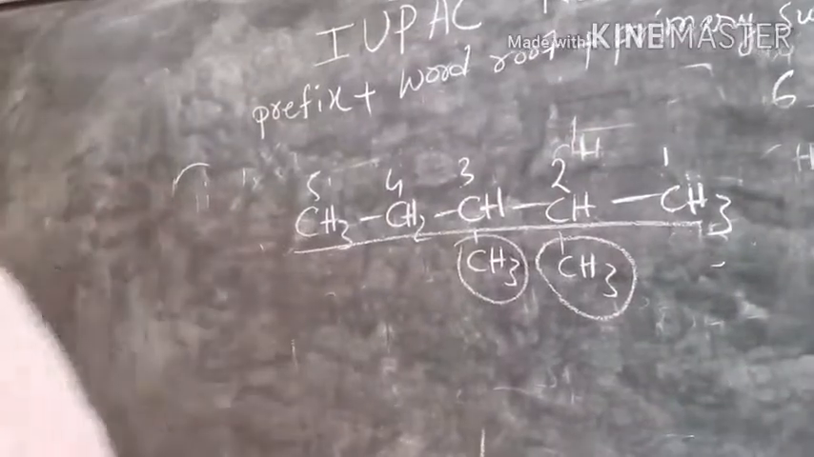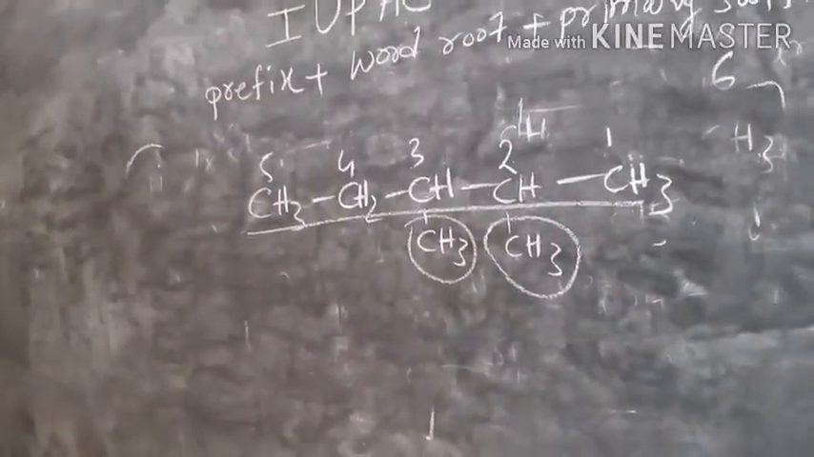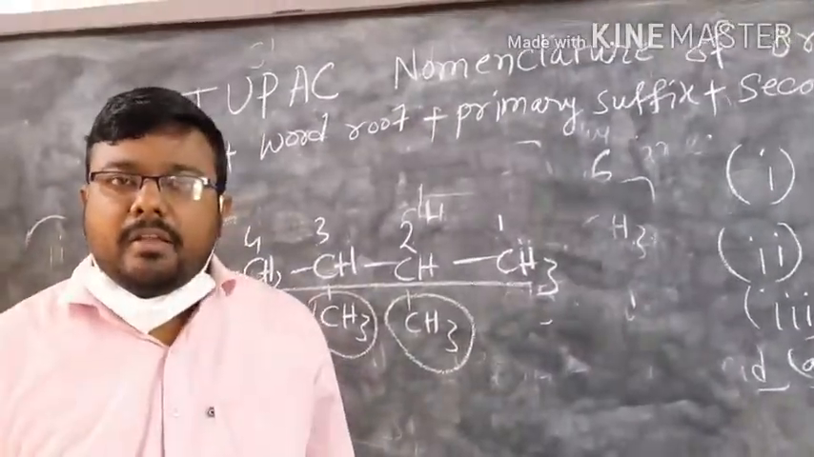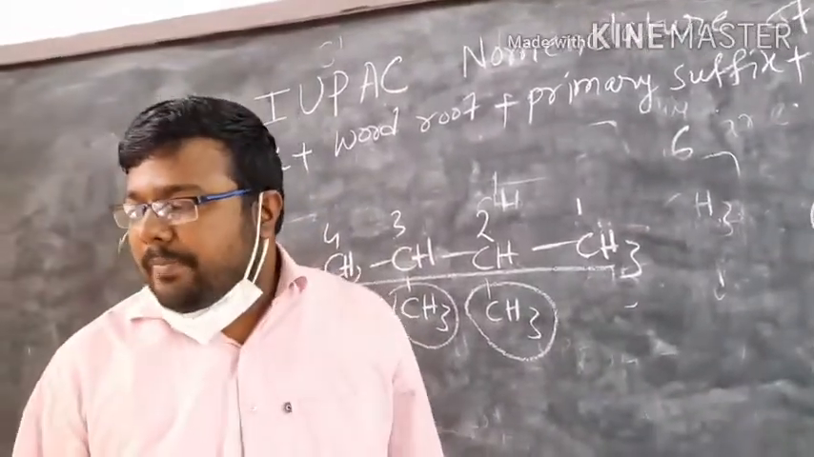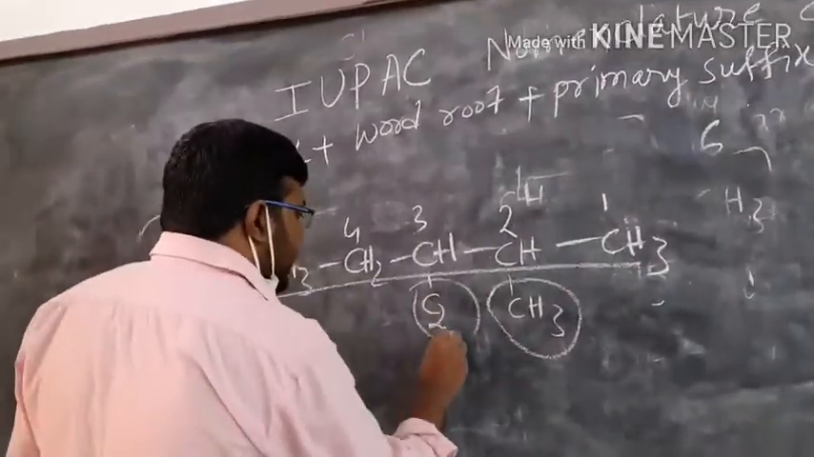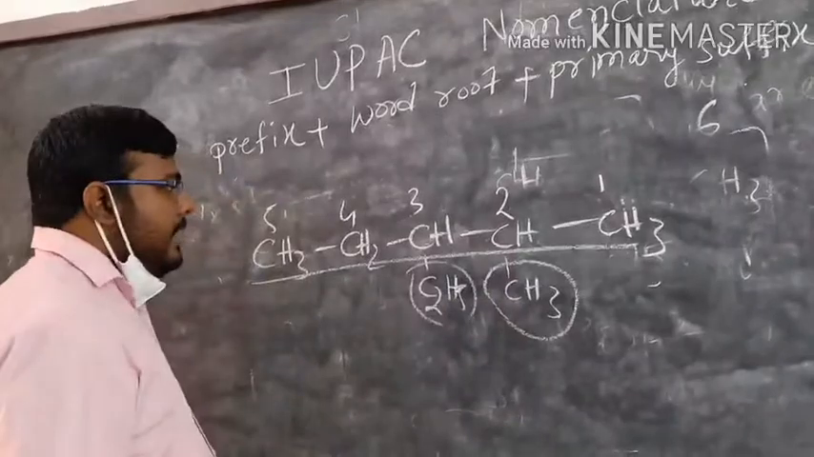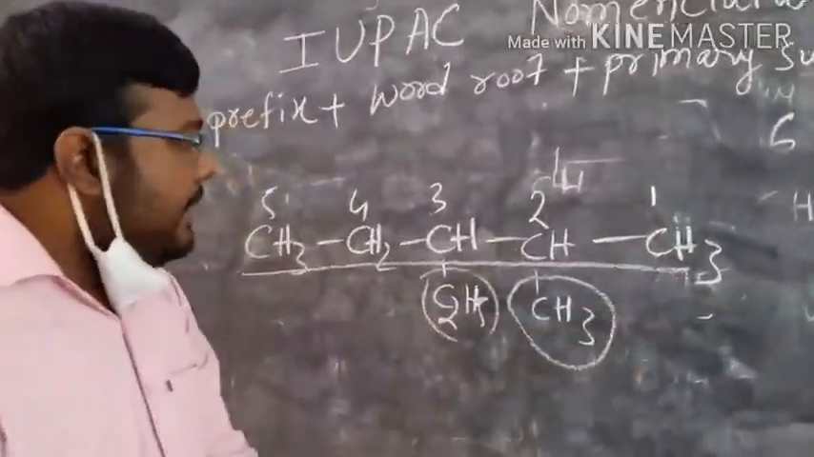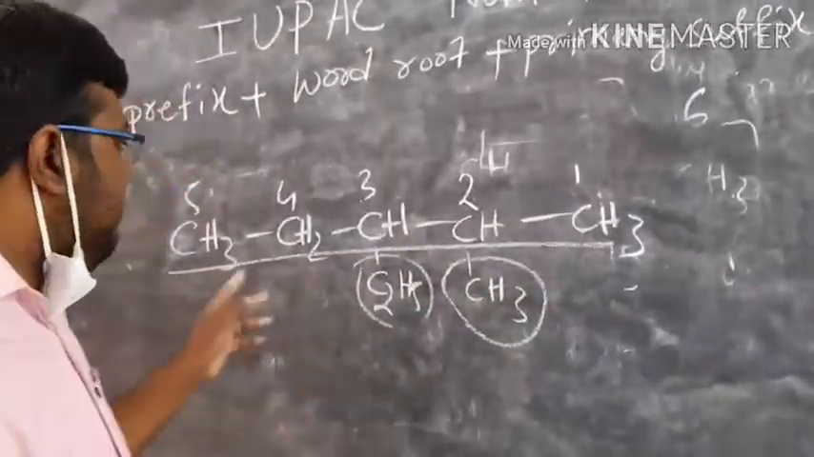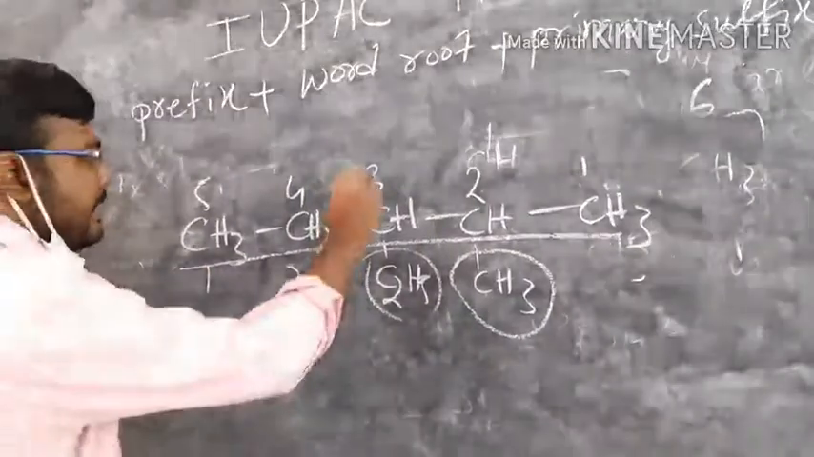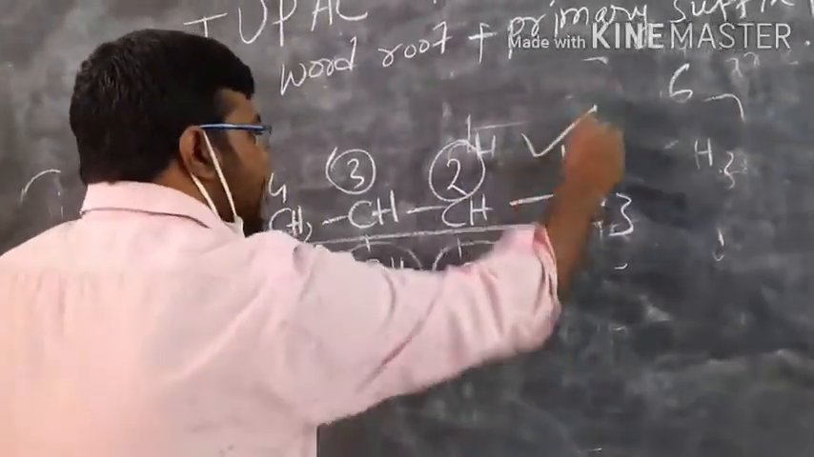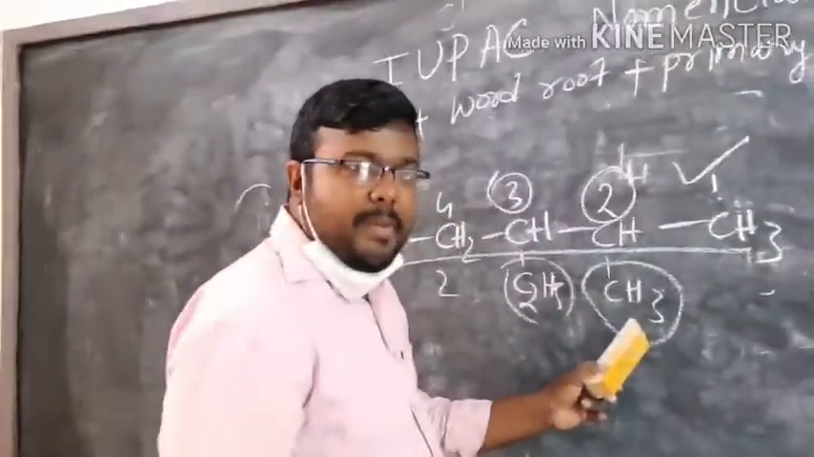Now, what will happen if there are different substituents? Then we have to follow the alphabetical order. Suppose there is an ethyl and there is a methyl. Now, in case of numbering, whichever gives the lowest set of locants will be followed. If we start from this side, then ethyl is getting position 3. But if we start from this side, at position 2 we are getting a substituent. So this numbering has to be followed here.